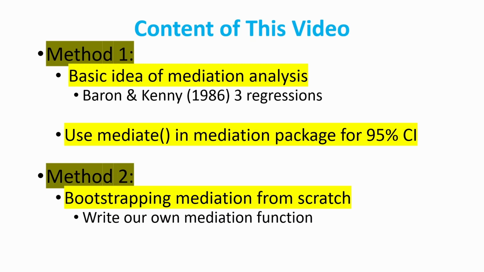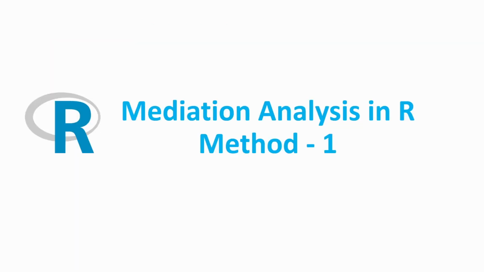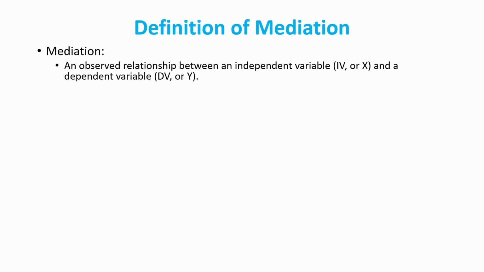And there's another method, and I'm going to show you how we can write the function for the bootstrapping for the confidence interval in R from scratch. So let's jump into the first method. So the first method I'm going to show you is how we can do the 3 regressions based on Baron and Kenny. So what are those 3 regressions?